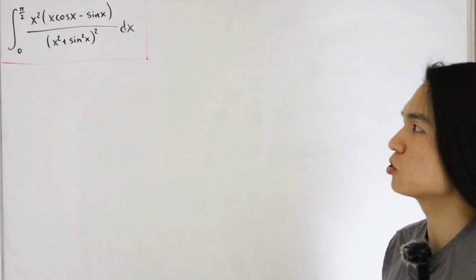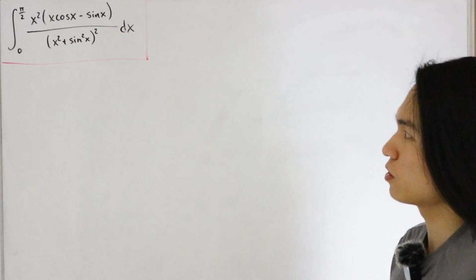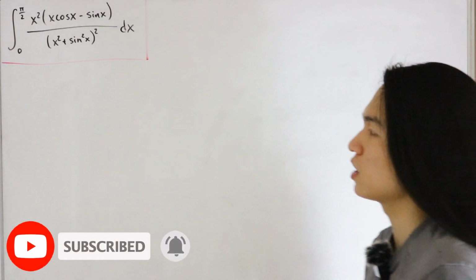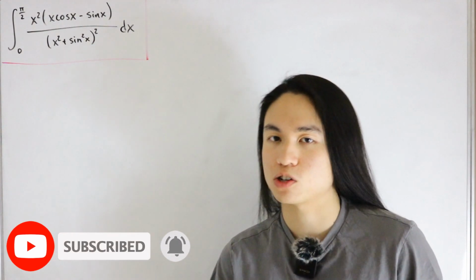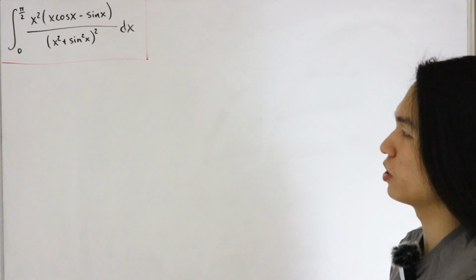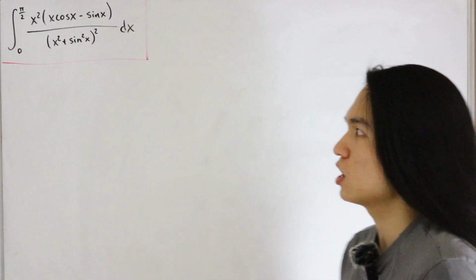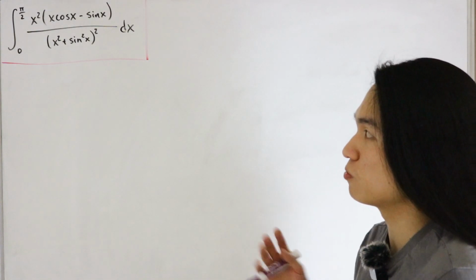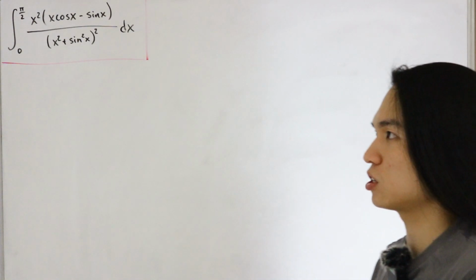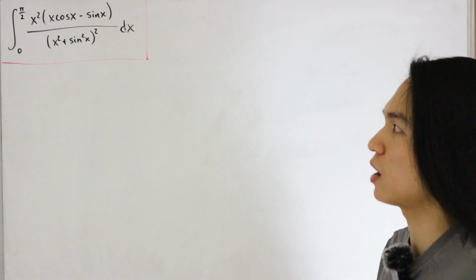So today we have a trigonometric integral from 0 to pi over 2 of x squared times (x cosine of x minus sine of x), divided by (x squared plus sine squared of x) quantity squared, dx. For an integrand like this, we're going to have to be a little bit creative, since there are some things we can rewrite in a way that lets us use a u-substitution, which will cancel out some things and make things a little bit easier to work with.